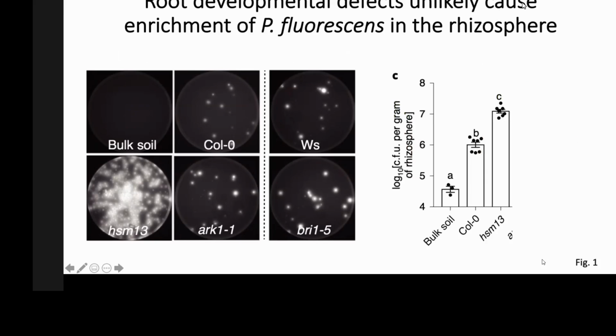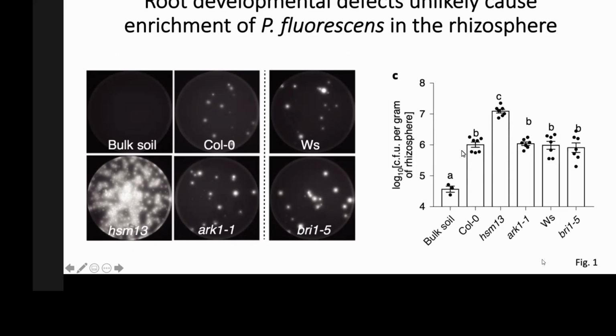Okay, and then here again is just a quantification. Again, log CFU for the HSM13, there's an increase. And then for the mutants, we see that it's not significantly different from wild type.